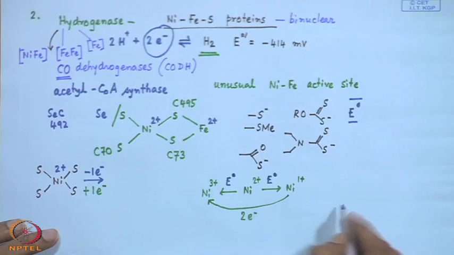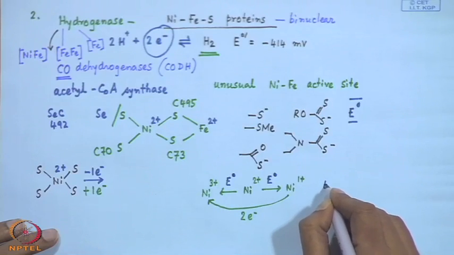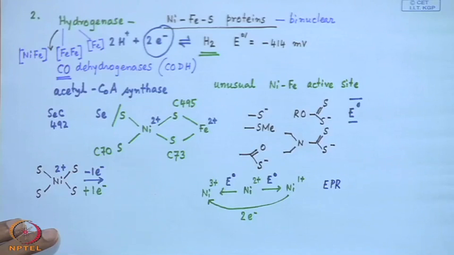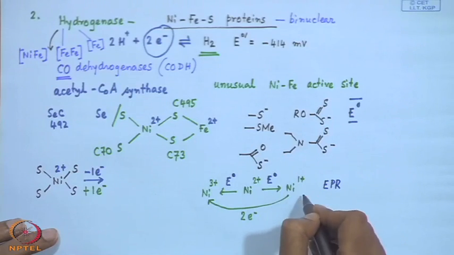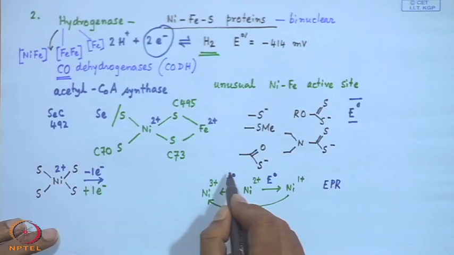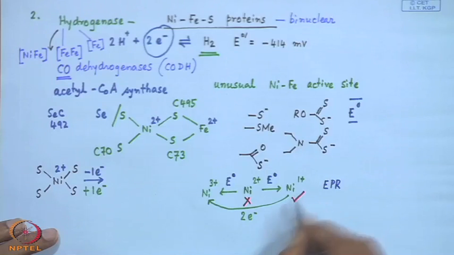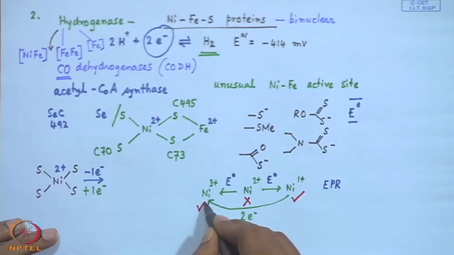And also some spectroscopic technique like electron paramagnetic resonance, EPR, is useful for identifying the formation of nickel in +1 oxidation state or nickel in +3 oxidation state, because the +2 state is not EPR active, but the monovalent state is EPR active and the trivalent state is also EPR active.